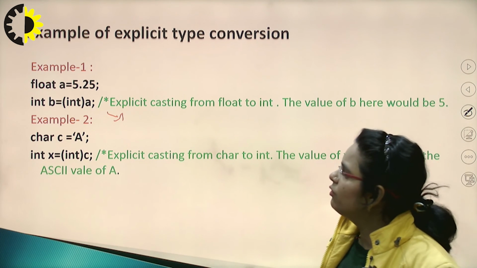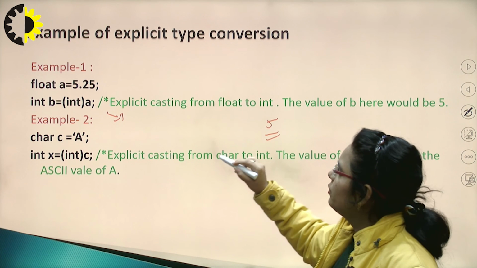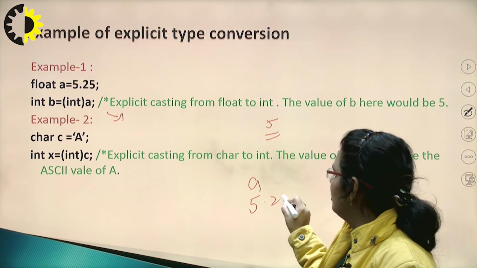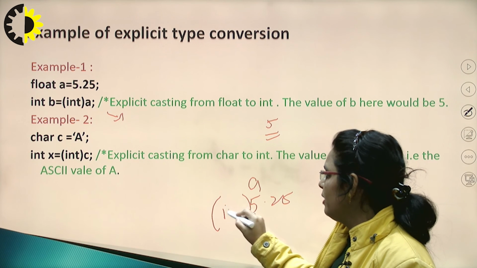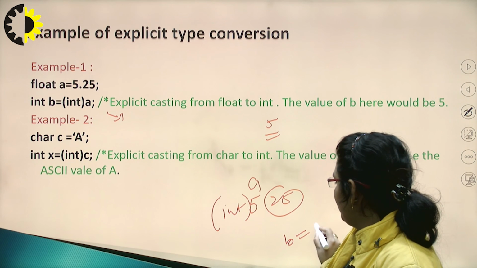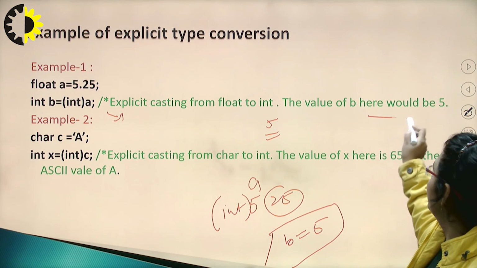So we are explicitly casting from float to int. Here the value of b would only be 5, because first of all a has the value 5.25. This is a higher data type value, and it is explicitly converted into a lower data type value, integer type. So this part would be truncated, and b would resultantly have the value 5. So we can say the value of b here would be 5.